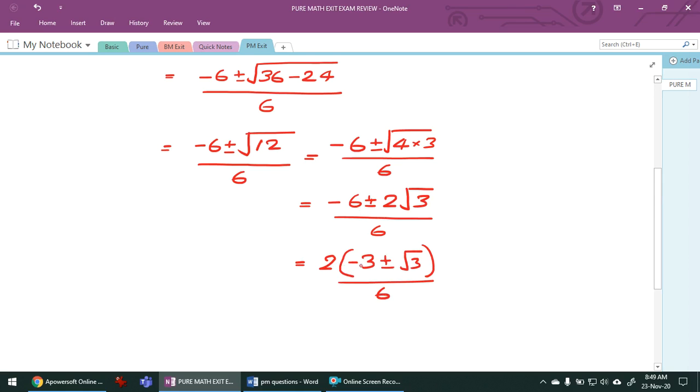You know that 2 into minus 3 will give you minus 6. 2 into root 3 will give you 2 root 3, divided by 6. Now 2 and 6 will cancel. Answer is 3. So finally, (-3 ± √3) / 3.